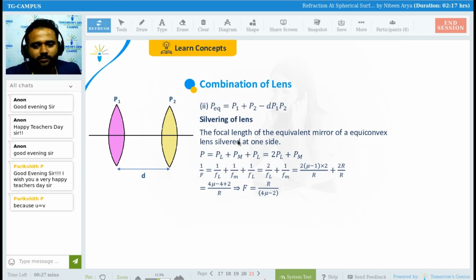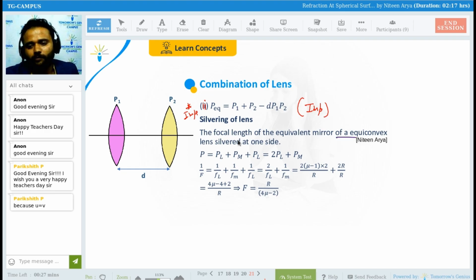Now moving ahead, combination of lenses if the distance is d. So this is the second equation, or you can say important formula. P equivalent is going to be P1 plus P2 minus d, the distance, into P1 P2. Again, the derivation is not necessary, but it is important.